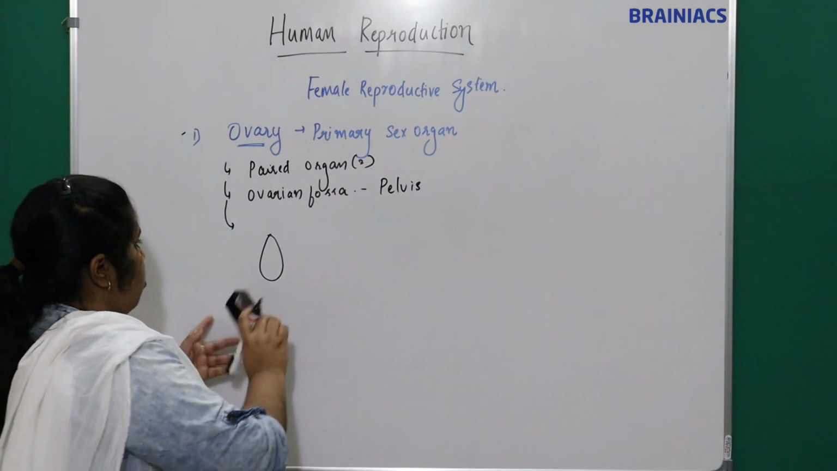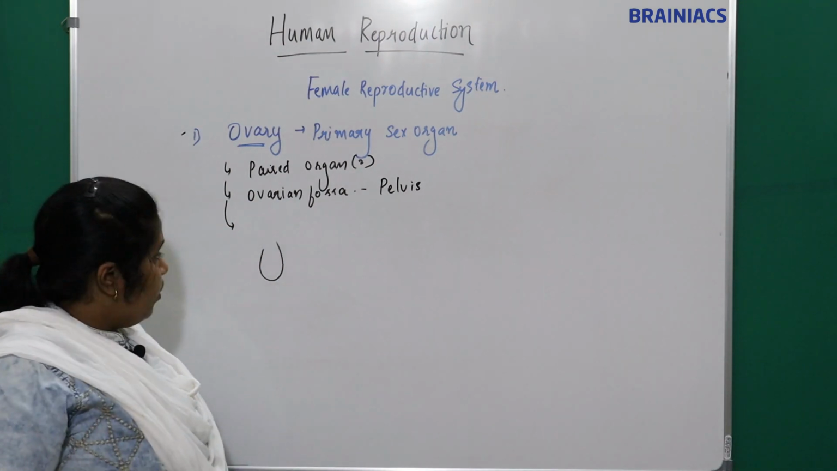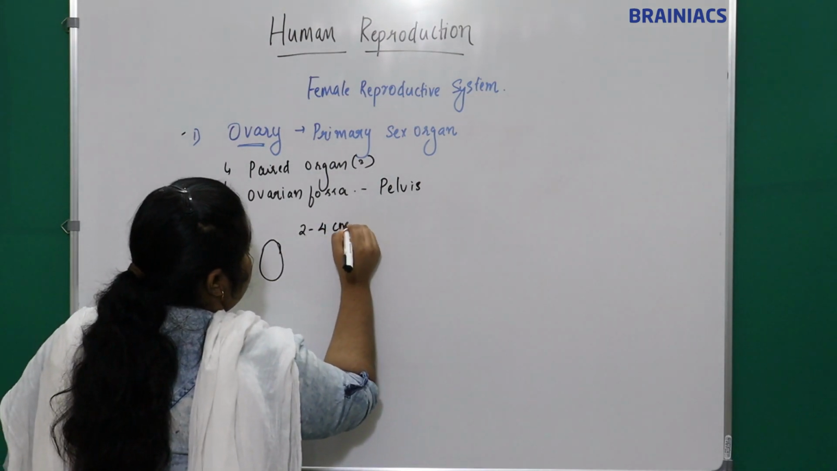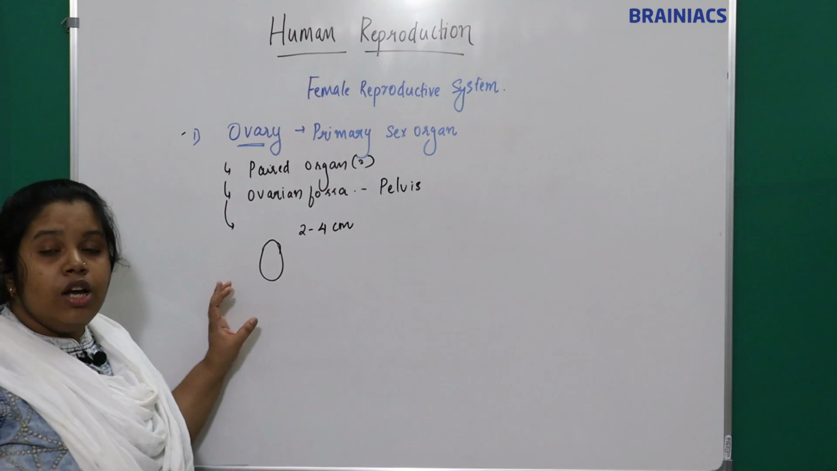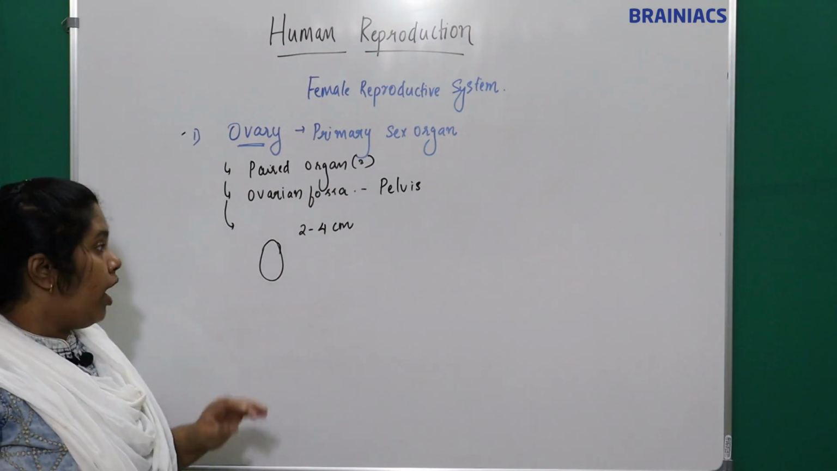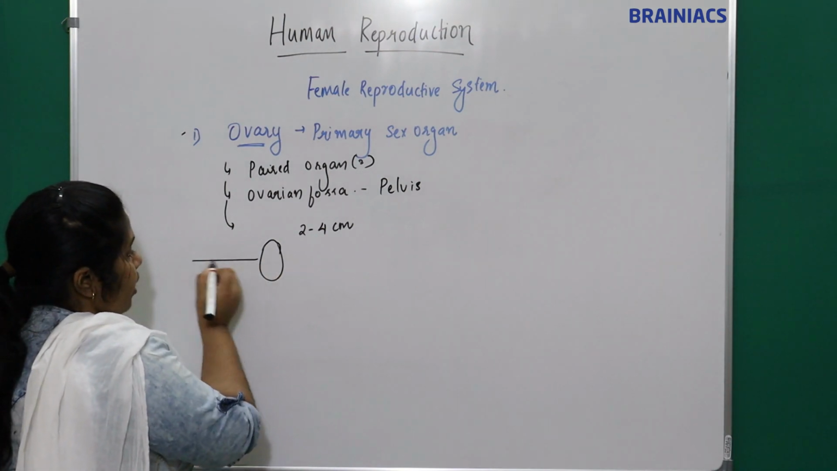Not oval shaped, it is almost a round shaped structure. And what is the size? It is 2 to 4 centimeter in size. The ovary is 2 to 4 centimeter in size, right? Ovary. Okay, and what is it connected to?